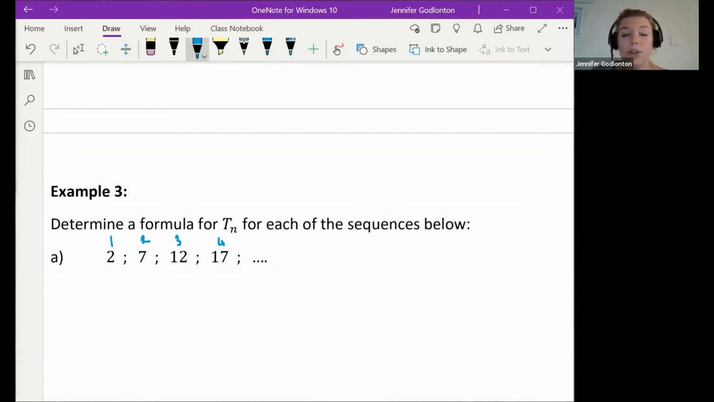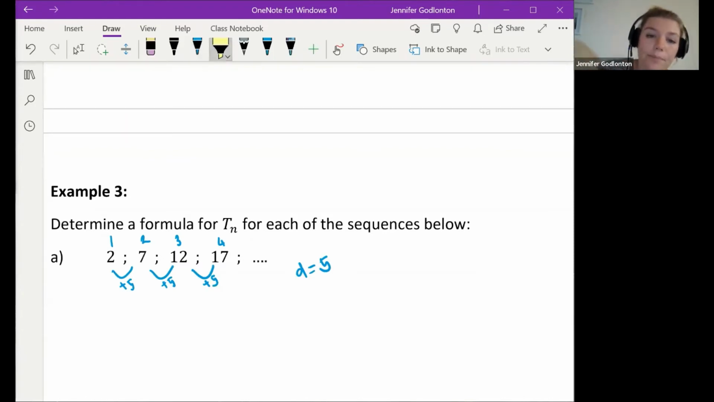The next thing we want to look for is our constant difference. So here, 7 minus 2 is 5. So I'm adding 5, I'm adding 5, I'm adding 5, which means that my constant difference is 5. Okay? We're going to think about that first pair when we come up with our rule.